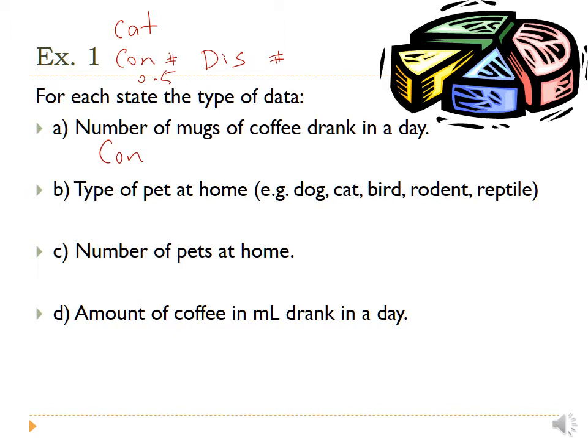B, the type of pet at home. Dog, cat, bird, rodent, reptile. Definitely not numbers for answers, so this has to be categorical.